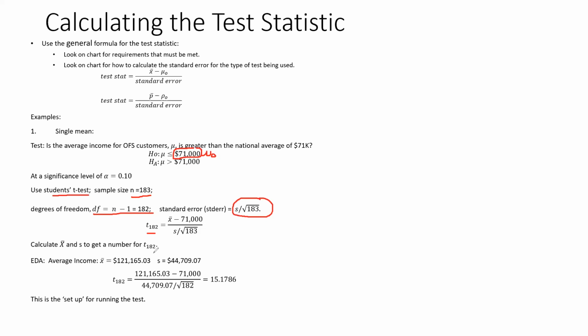All right, so for us, we have that sample mean, that was part of our EDA, and you could also calculate the sample standard deviation. So remember in Excel, the function for that, it was back in the slides from chapter 3, is STDEV.S because it's a sample. We put all these numbers together and we end up with 15.1786. And this is the setup for running the test.